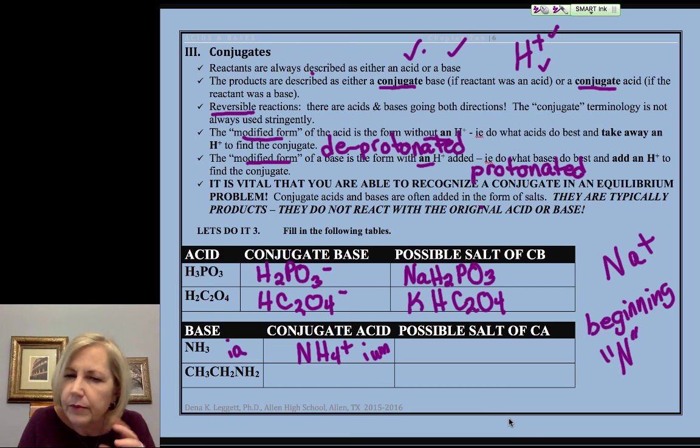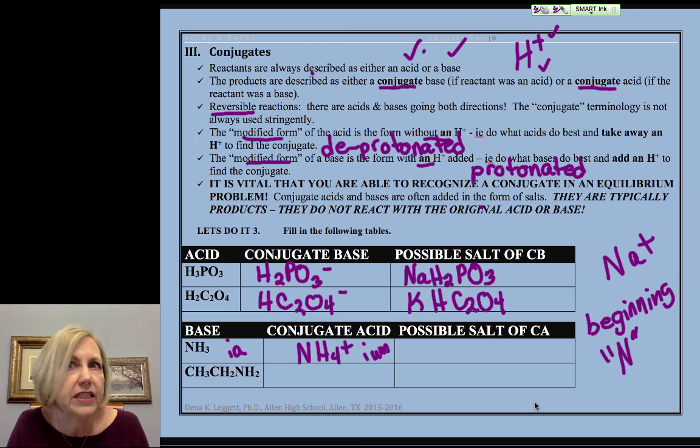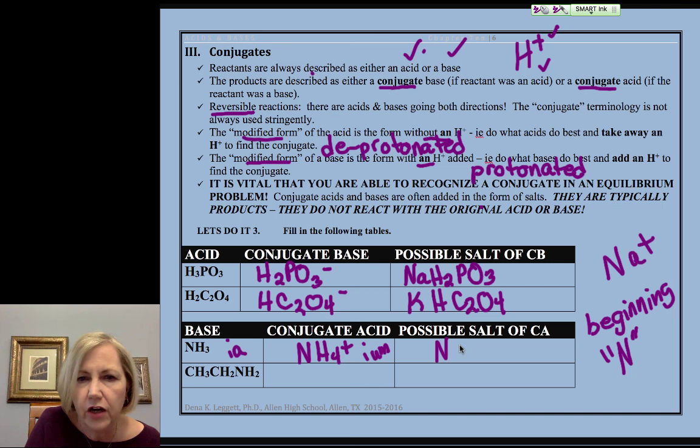Now I need a salt, but I need an anion that doesn't have any acid-base properties. So chloride or nitrate are very common here. So if I wanted to get some ammonium ion into the solution, I may add it as ammonium nitrate.